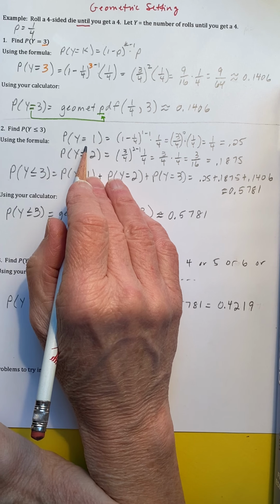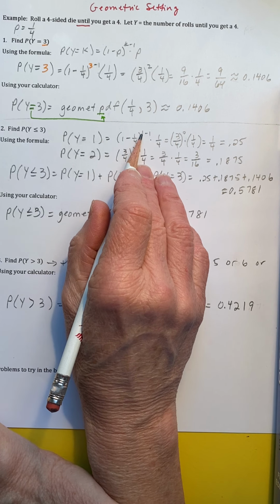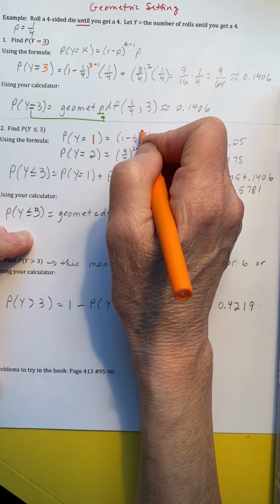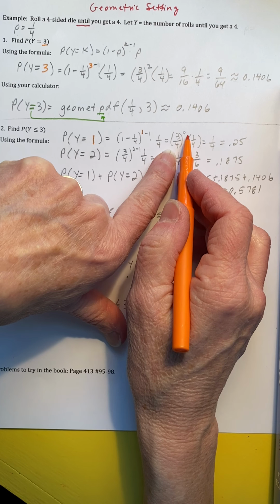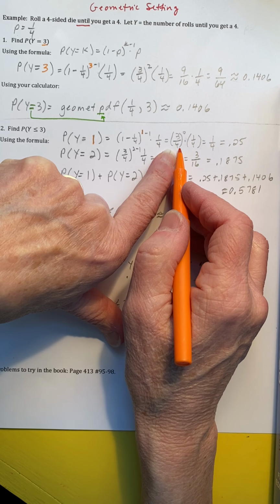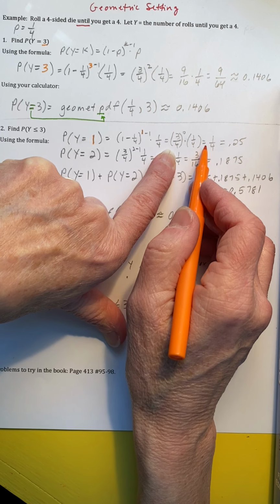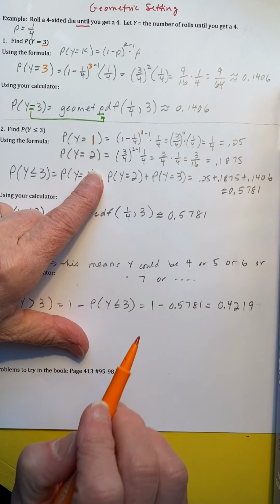The probability that y equals 1, using our formula, is 1 minus 1/4 to the 1 minus 1. This 1 is right here. 1 minus 1 is 0, so this is 3/4 to the 0. You may remember from algebra, anything raised to the 0 power is 1. So this is 1 times 1/4, which is 1/4, 0.25 in decimal form.